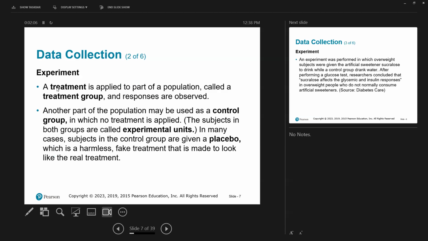However, in an experiment, a treatment is applied to part of a population called a treatment group, and responses are observed. Another part of the population may be used as a control group in which no treatment is applied. The subjects in both groups are called experimental units. In many cases, subjects in the control group are given a placebo, which is a harmless fake treatment that is made to look like the real treatment.